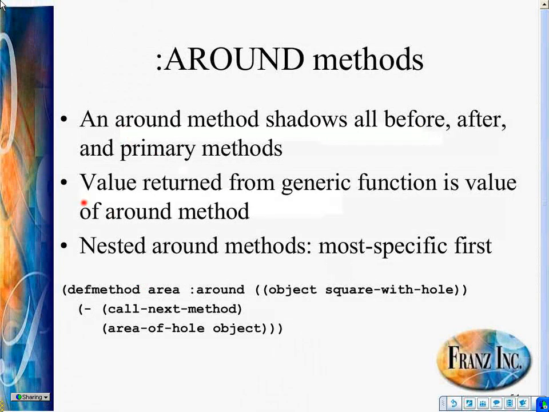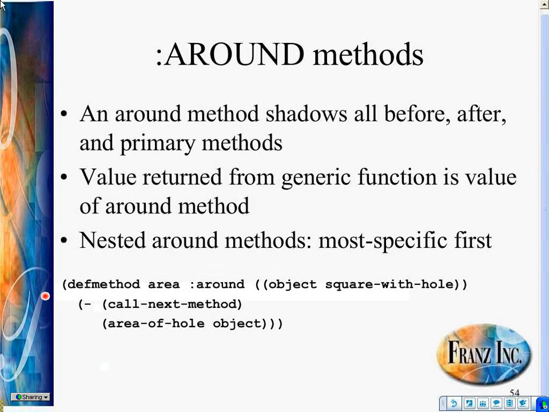The value returned by the around method is the value the generic function returns, unlike after methods where the values are ignored. Only when you just have before and after methods, it's the value returned by the primary method, which is returned by the call to the generic function. When there are nested around methods, it always starts with the most specific. So if we have methods on position, standard object, and T, it runs the around method on position.